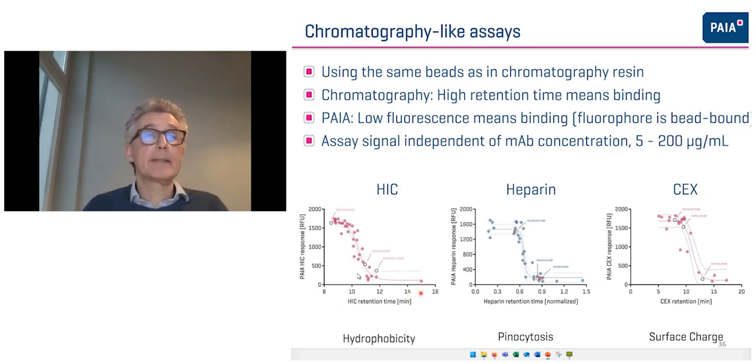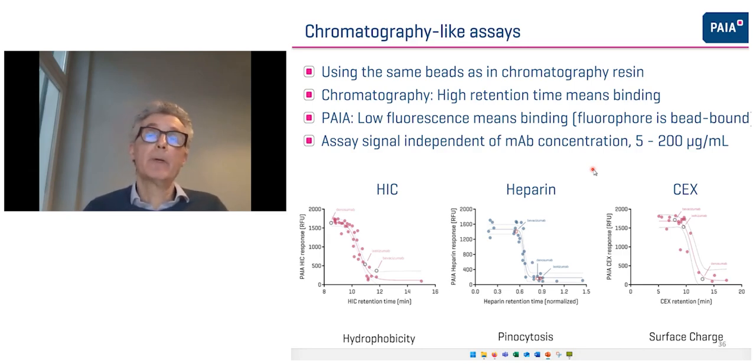binding correlates with high retention time. So these molecules that you see here are the ones binding to the column. And in our assay, binding shows as low fluorescence counts. That's what you see here. So you will always expect a negative correlation between retention time and our fluorescence readouts, and that's what you see in all 3 plots here. So exactly what you want to see.